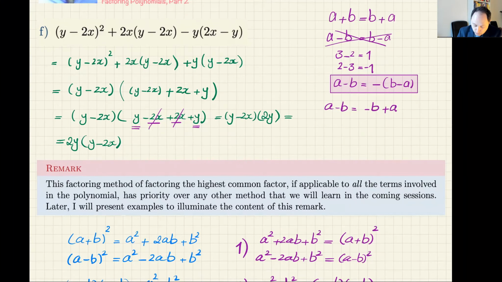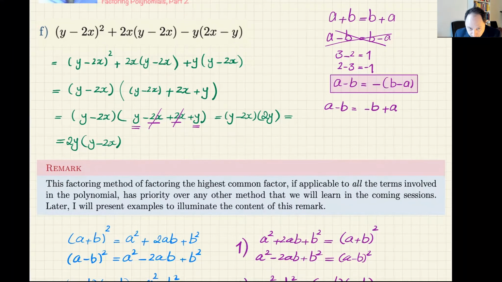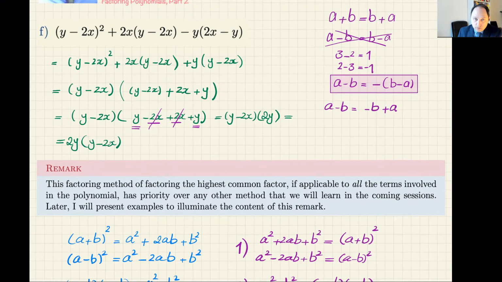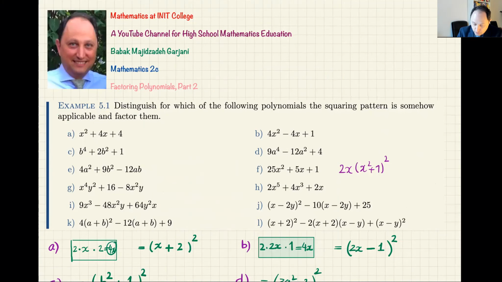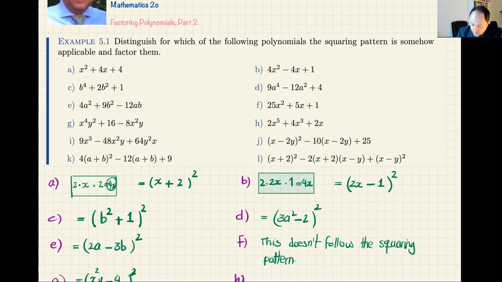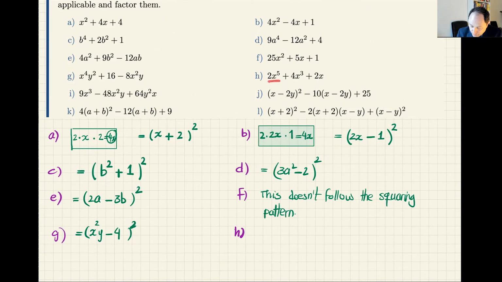Because in this remark, I told you that whenever you can use your previous method, meaning pulling the highest common factor out, if it is applicable to all the terms, do this one first and then think what to do. If you follow that remark, then that is possible. You see here, I have 3 terms, but none of them is a complete square. Either I cannot factorize it anymore, or if I want to factorize it, I need to employ the other methods.